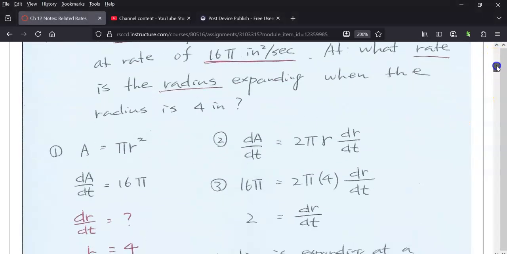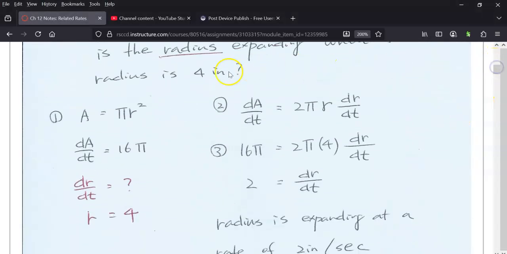Okay, so the first thing we do is usually gather the information, see what we know. Well, first of all, dr/dt, that's what we're looking for when the radius is 4. That's what's given to us. We also know the area is changing or expanding at 16 pi. So that's dA/dt.